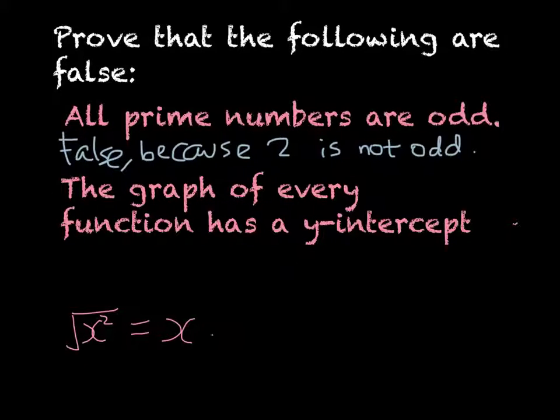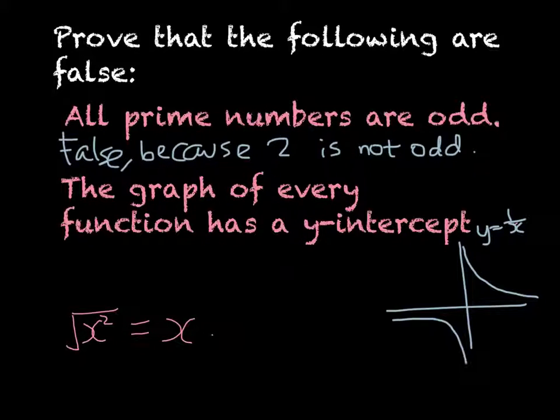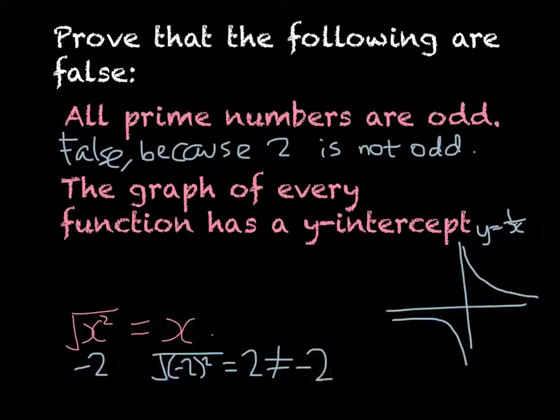Alright, we want to prove that the statement "the graph of every function has a y-intercept" is false. So all we have to do is come up with one graph that does not have a y-intercept. For example, the graph of y equals 1 over x looks like this, and it never touches the y-axis. And then, the square root of x squared equals x. That's false, because if we plug in a negative number, such as -2, then the square root of -2 squared equals 2, and not -2.